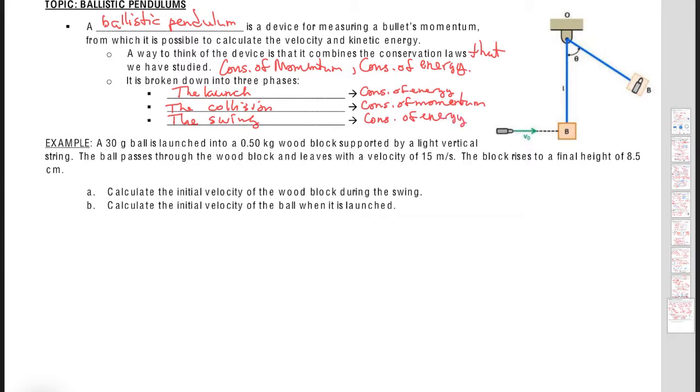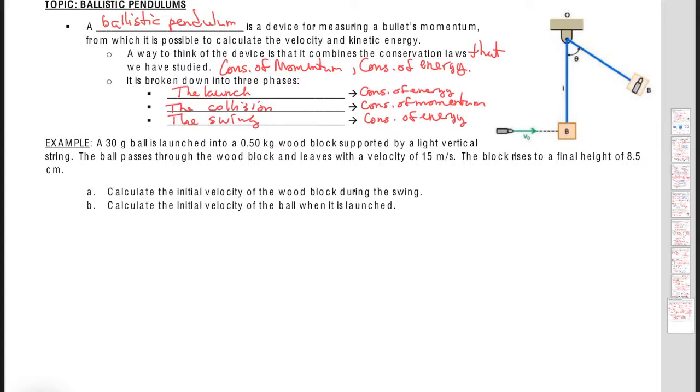So if the problem involves each one of these 3 phases, now you have the technique that you're going to use. If we look at this example, oftentimes one object will be given to you in kilograms, the other in grams. Here you have a 30-gram ball launched into a 0.5 kilogram wood block supported by a light vertical string. The ball passes through the wood block and leaves with a velocity of 15 meters per second. The block rises to a height of 8.5 centimeters. A, calculate the initial velocity of the wood block during the swing, and then calculate the initial velocity of the ball when it is launched.